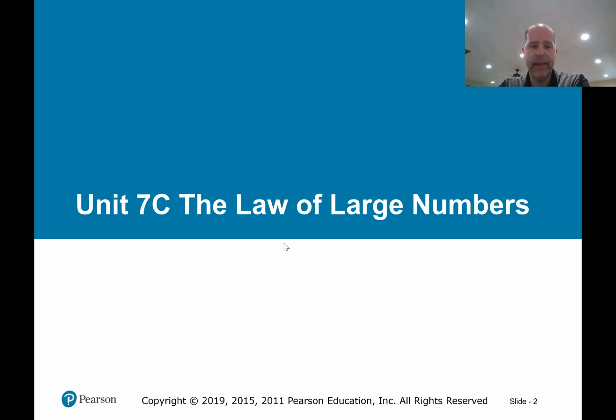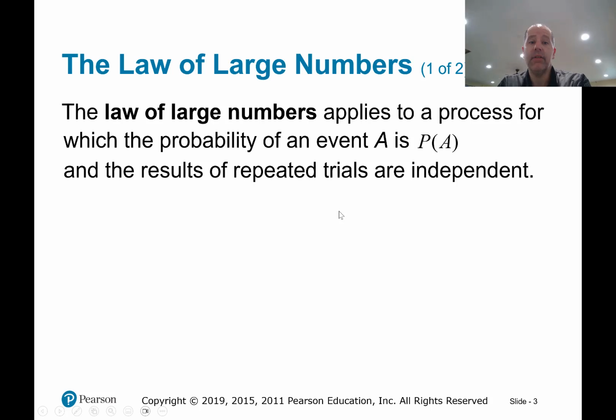All right, welcome. And now we're going to start Chapter 7, Section C. We're going to talk about the law of large numbers and how that plays in probability. So let's get started here. So what is the law of large numbers?